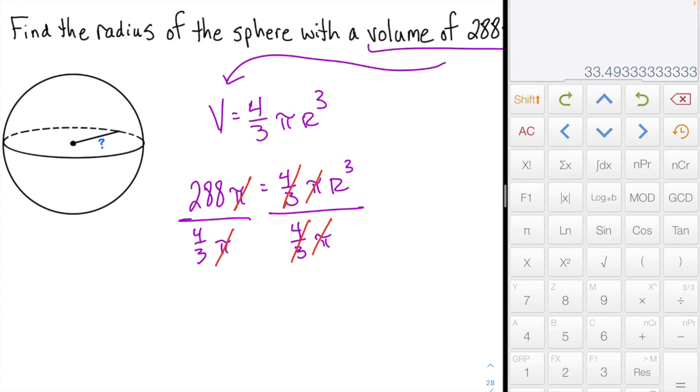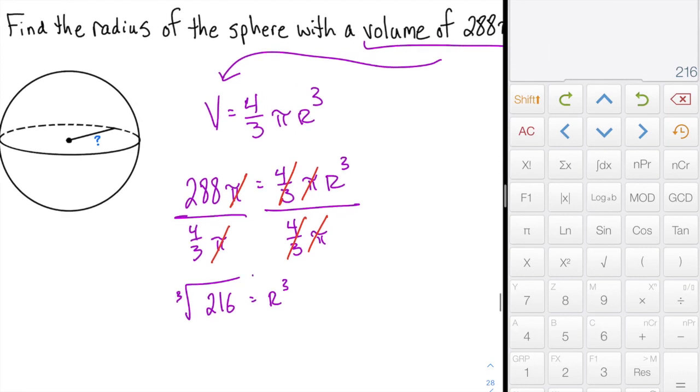I'm just going to use a calculator for this. 288 divided by, I don't have a fraction button, so I'm going to divide by the parentheses, 4/3. That'll do the same job. And I get a nice even 216. So 216 equals r cubed. And I hope you've memorized your perfect cubes. If you have not, you're going to have to lean on your calculator. To do that, you need to use the cubic root, because the cubic root is the opposite of the cube of something.